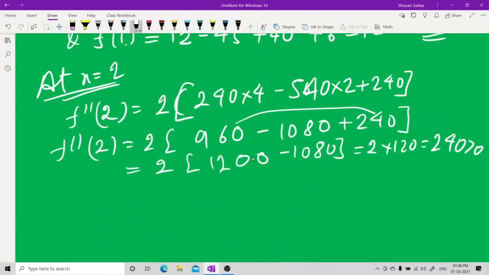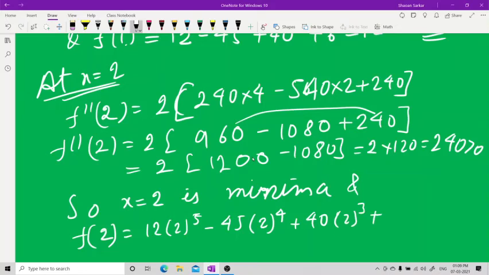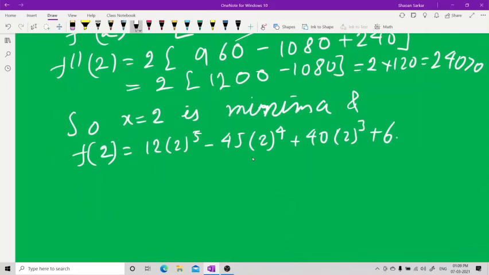So at x equal to 2, x equal to 2 is a minima, and let me write f2 here. f2 is coming out to be 12 into 2 to the power of 5 minus 45 into 2 to the power of 4 plus 40 into 2 cube plus 6. If you calculate, 12 into 32 minus 45 into 16 plus 40 into 8 plus 6.